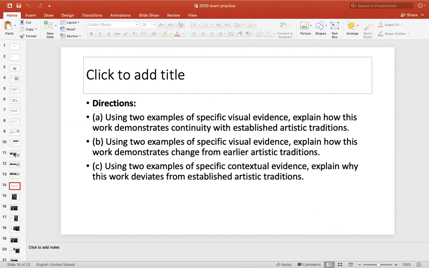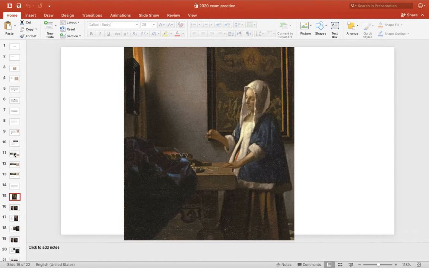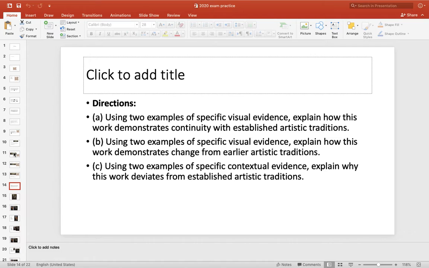Then the second one's going to be a 15-minute write, and this is going to be something, they will give you an image like this, and they'll say something like this. And so there's 3 points here: similarities, continuity with tradition, change from tradition, and context. Let's just go point by point.